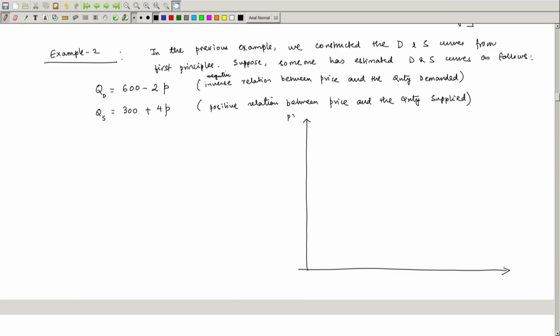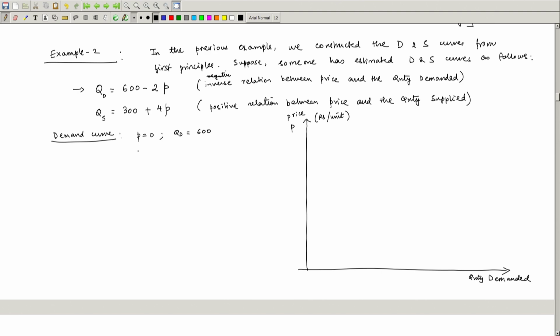As always, on the y axis we will plot the price P in rupees per unit, and on the x axis we are going to be plotting both the quantity demanded and quantity supplied. So, let us start with the quantity demanded. Now, this is a straight line, 600 minus 2P. To draw a straight line, I need 2 points, right. So, let us start with the demand curve. At a price P equal to 0, the quantity demanded is 600 units.